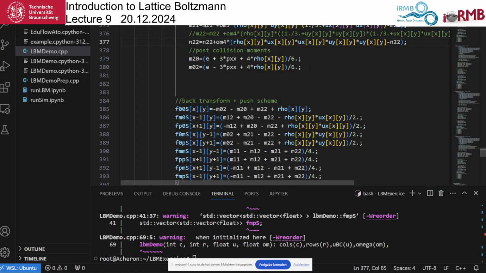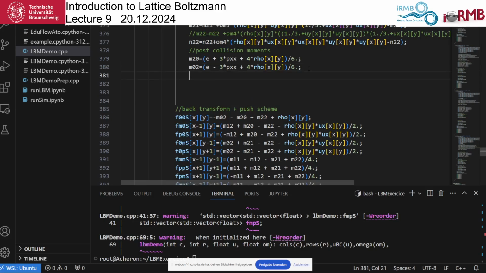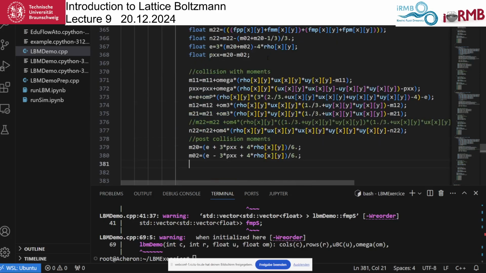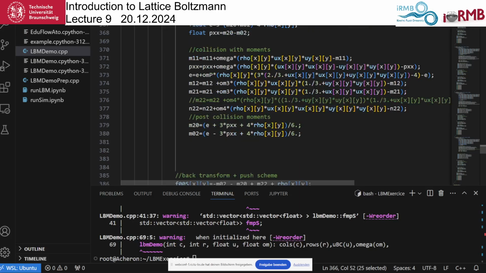Okay, now we have to do the back transform of this. So for the back transform, what we do is we just solve this. Okay, let me take just this down here. Oh, yeah, you have a question.